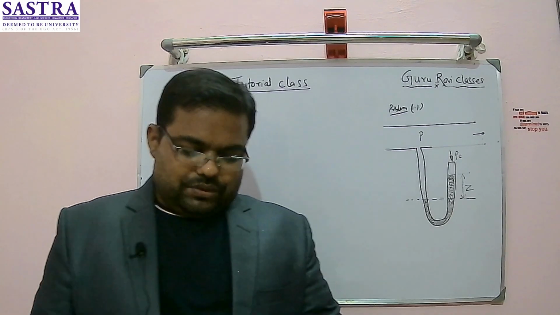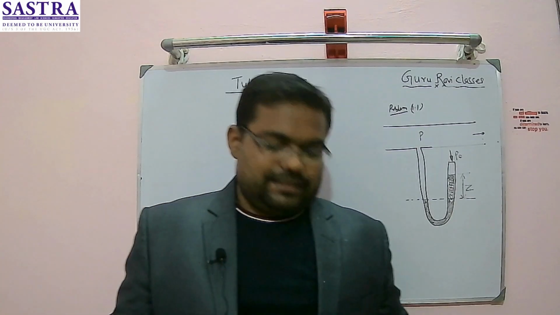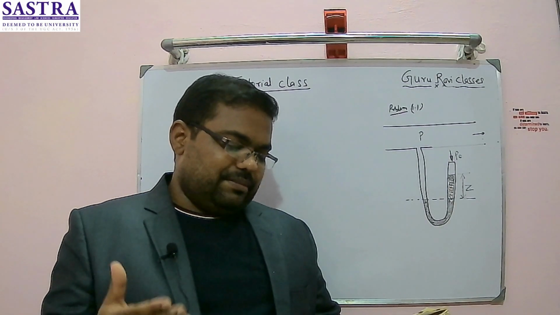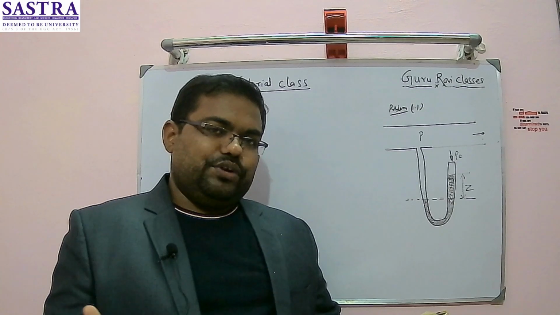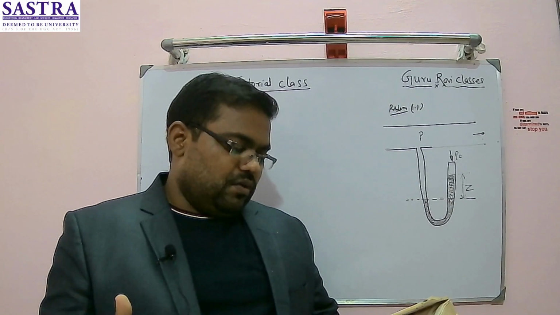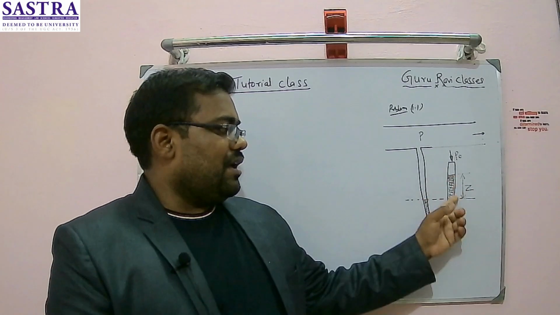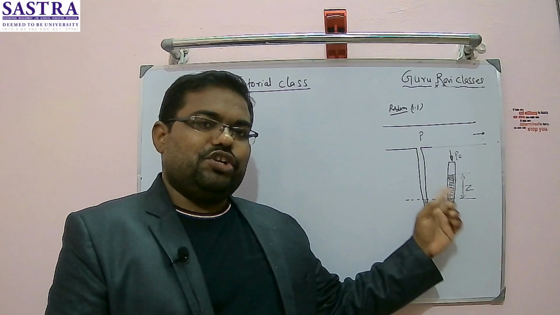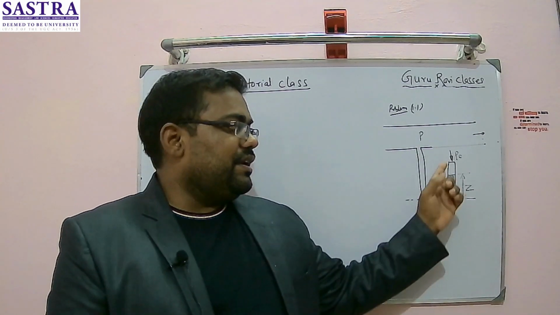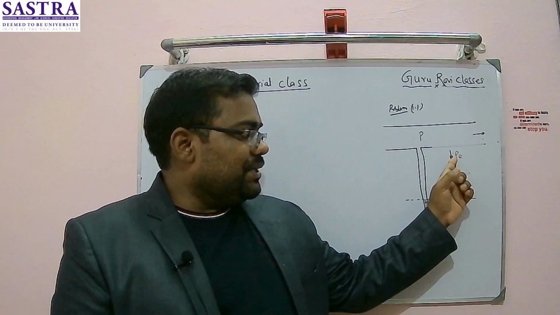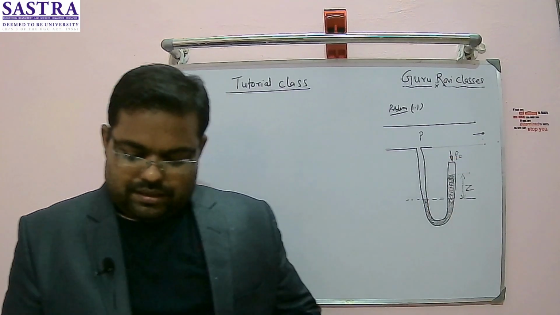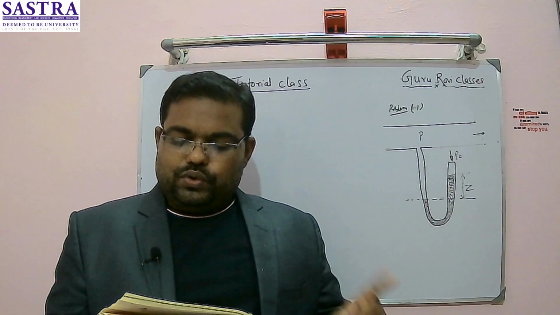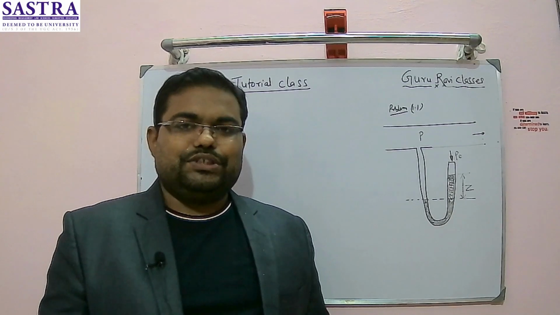All right. The first problem that I am going to discuss is: the pressure of gas in a pipeline is measured with a mercury manometer having one limb open to atmosphere. The manometric fluid, mercury, is filled here. One limb is open to the atmosphere, where atmospheric pressure is acting as P naught. If the difference in the height of mercury in the two limbs is 562 mm.